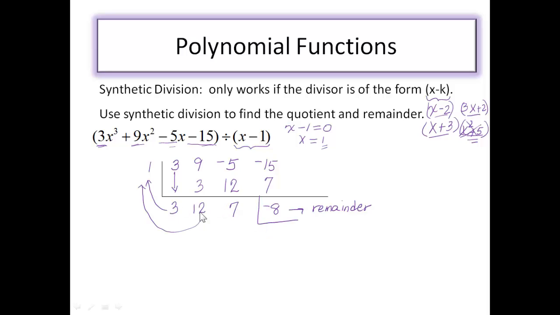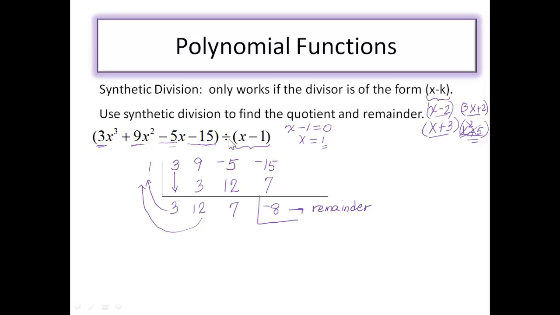These numbers here represent the coefficients of my quotient. So how do we know which of these coefficients belongs to my x term or to my x squared term, or which of these is a constant in my polynomial? What you do is, I'm going to use this as an example.